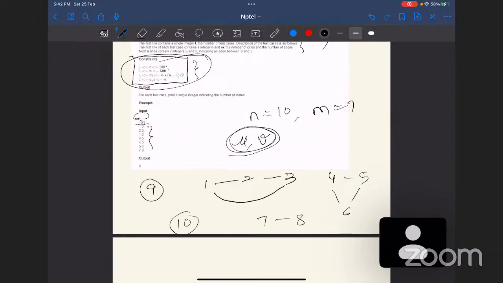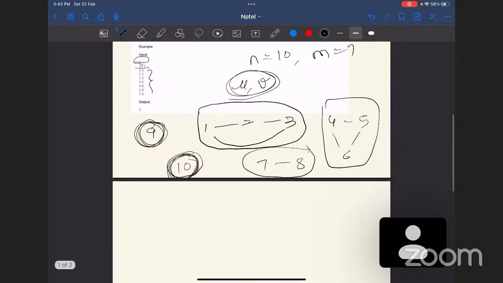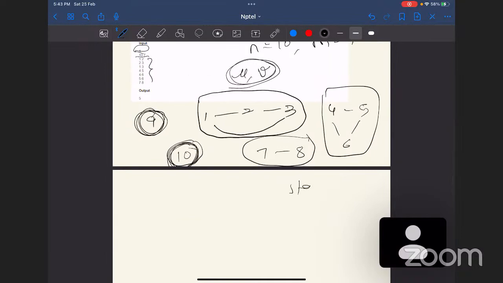If we see the number of states, these 3 cities belong to one state, these 3 cities belong to one state, these 2 cities belong to one state, this city is itself a state, this city is itself a state because 9 is disconnected from everyone, and 10 is also itself a state because it is also disconnected from every other city. So the number of states is equal to 5. Here the answer is 5. We get the output as 5.